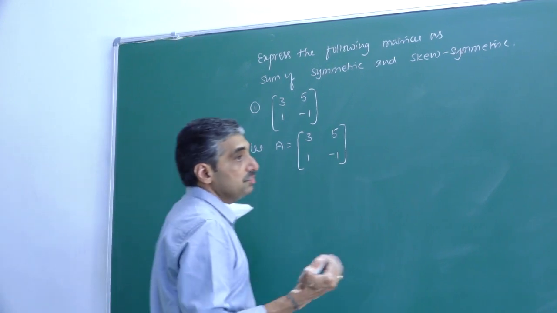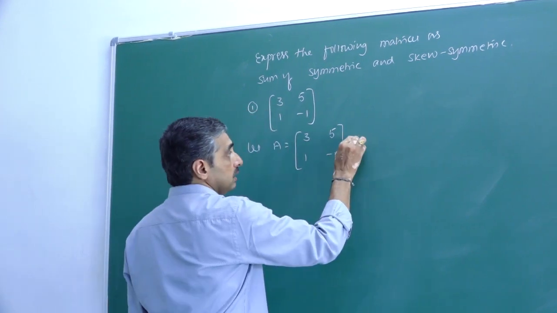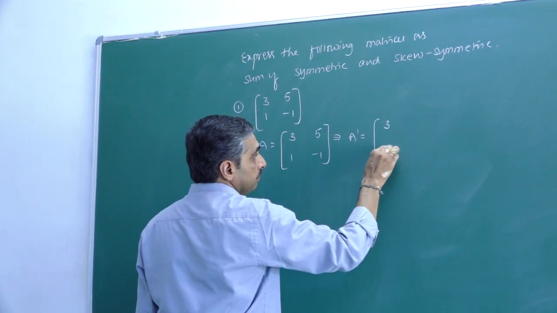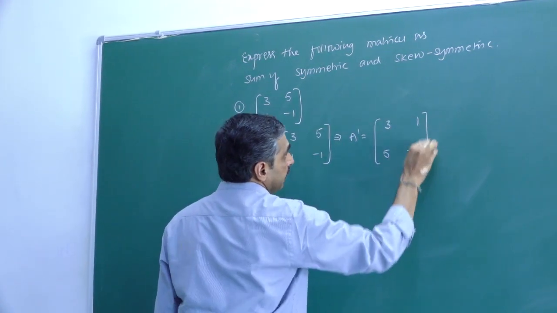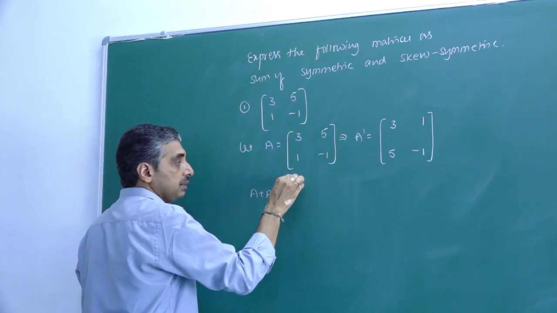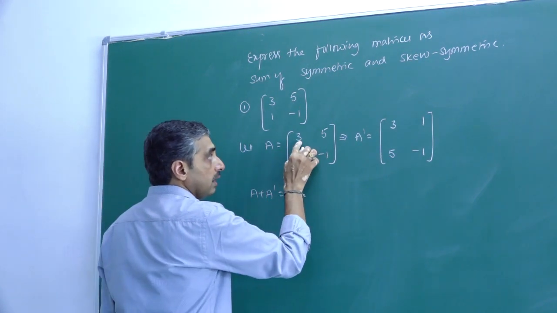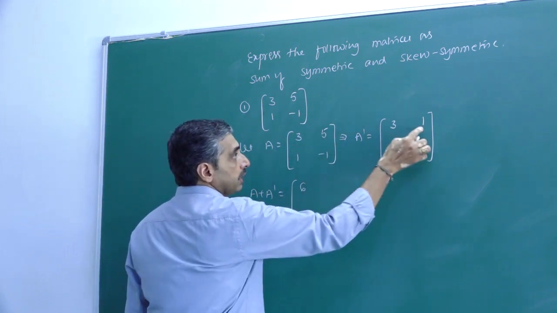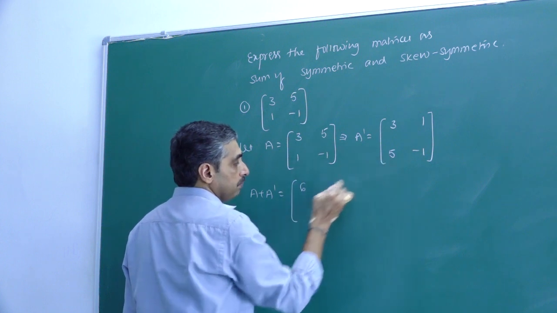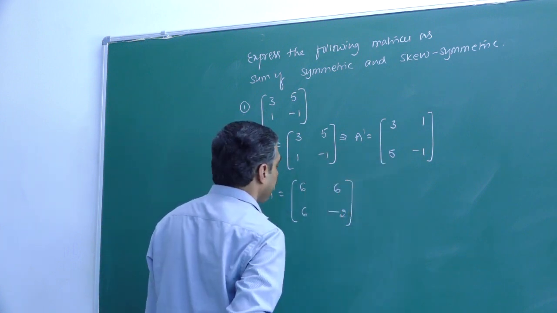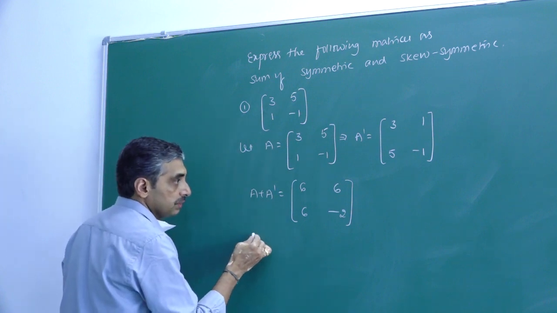What I require is A plus A dash. Now what is the transpose? A transpose you write 3, 1, 5, minus 1. Determine A plus A dash. Directly can I add: 3 plus 3, 6. 5 plus 1, 6. 1 plus 5, 6. Minus 1, minus 1, minus 2. This is A plus A dash.